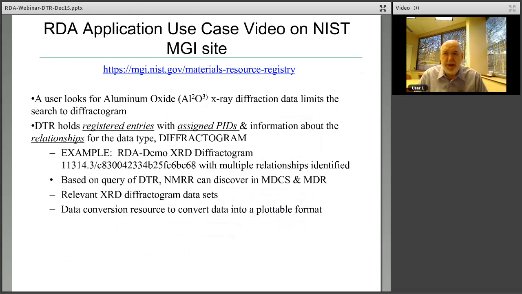There's even a video available, which we won't show here. And their example is a user looking for a certain type of material, and they limit it to diffractograms. And so they come up with these diffractograms, the results of the X-ray diffraction, and are able to gather multiples of those and put them on the same plot. Material science relies fairly heavily on these visualizations to understand what would otherwise be great masses of data.